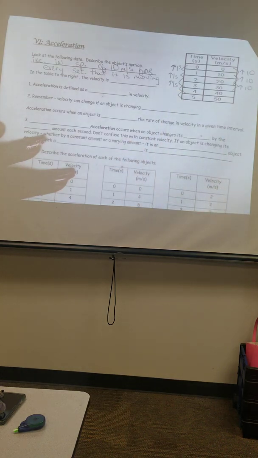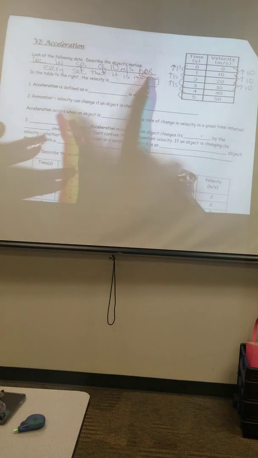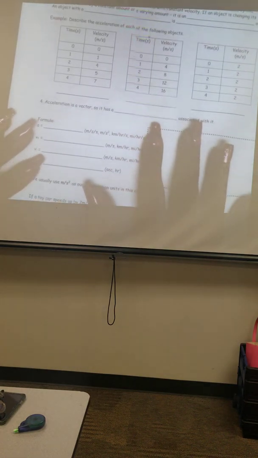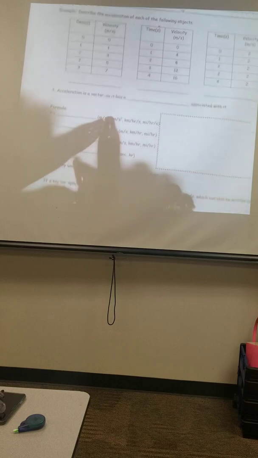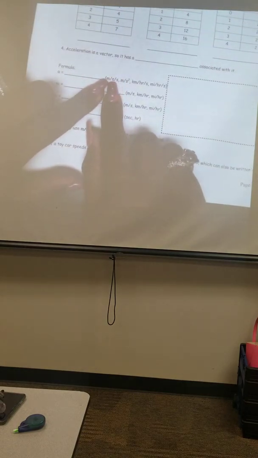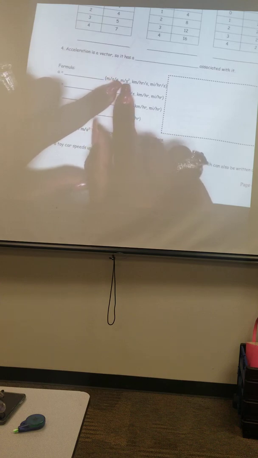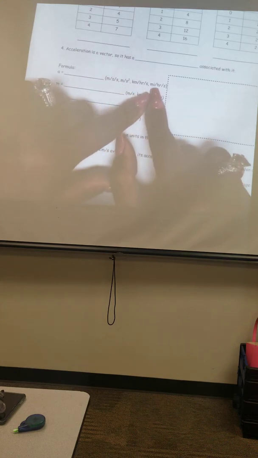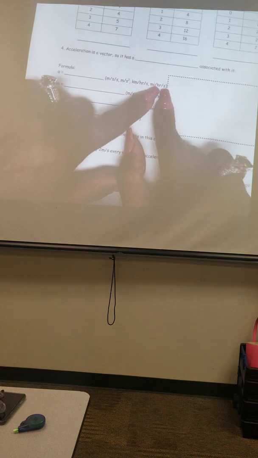Because of this definition, acceleration actually comes out to be a weird SI unit. Acceleration's SI unit is meters per second per second, abbreviated as meters per second squared. Or it could be shown as kilometers per hour per second. Or it could be miles per hour per second. Weird.